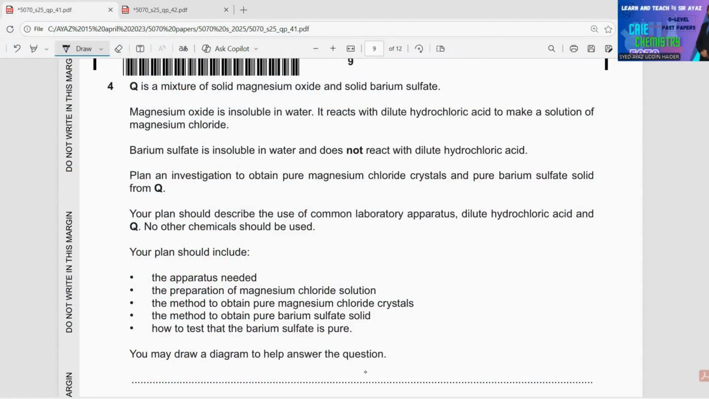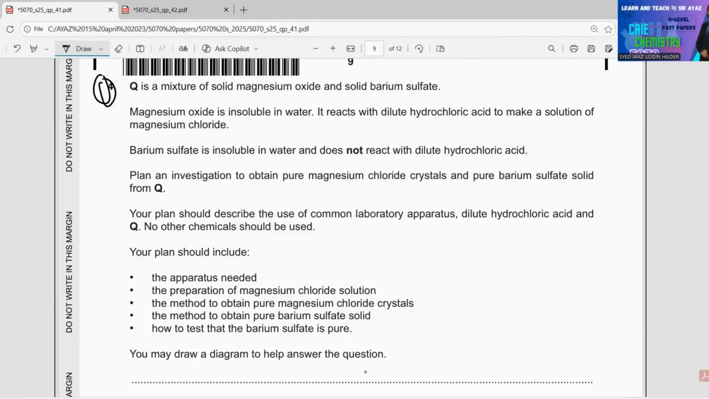Now, question number 4. Use a mixture of solid magnesium oxide and solid barium sulfate. Magnesium oxide is insoluble in water. It mixes with dilute hydrochloric acid to make a solution of magnesium chloride. Barium sulfate is insoluble in water and does not react with the dilute hydrochloric acid. Plan an investigation to obtain pure magnesium chloride crystals and pure barium sulfate solid from Q. Your plan should describe the use of common laboratory apparatus, dilute hydrochloric acid, and other chemicals that should be used.